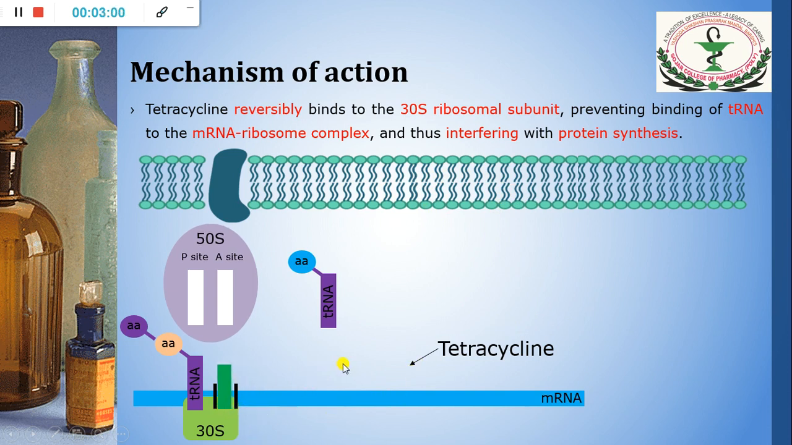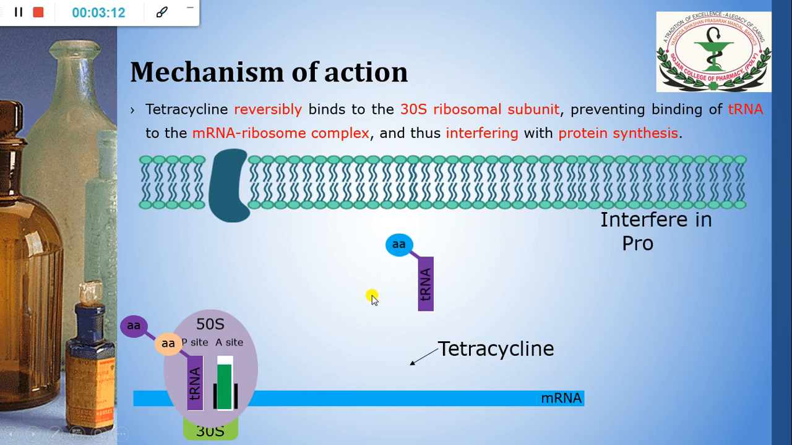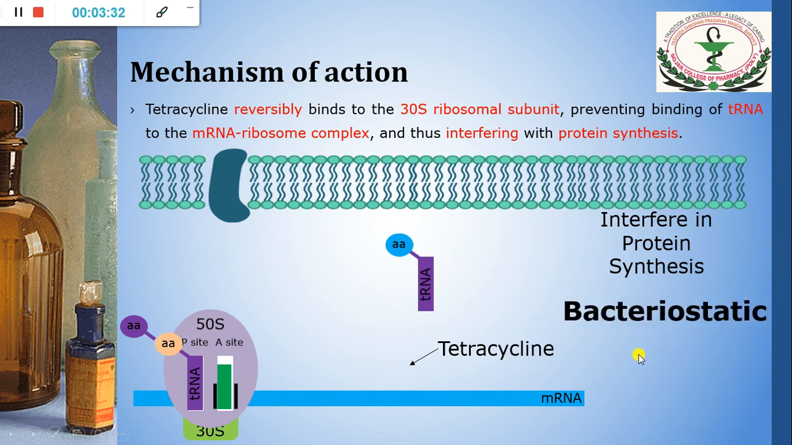Now this will avoid the transfer of tRNA here. So this will lead to interference with protein synthesis, and the complex which is formed here is a reversible one. So that's why this will show a bacteriostatic action. So this is the mechanism of tetracycline.